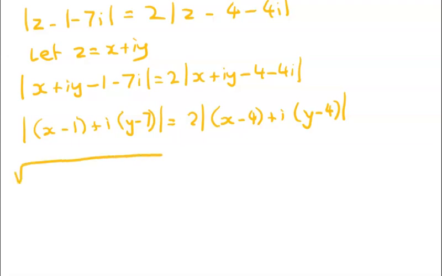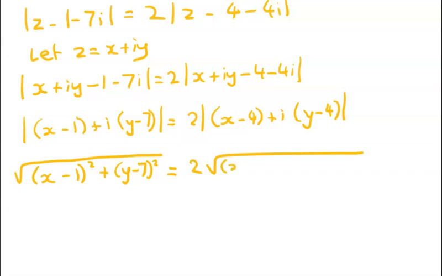Okay, so then my next step is to apply my definition of a modulus, which is just Pythagoras. So we've got x minus 1 squared plus y minus 7 squared, all square rooted. And then here we've got 2 times this.